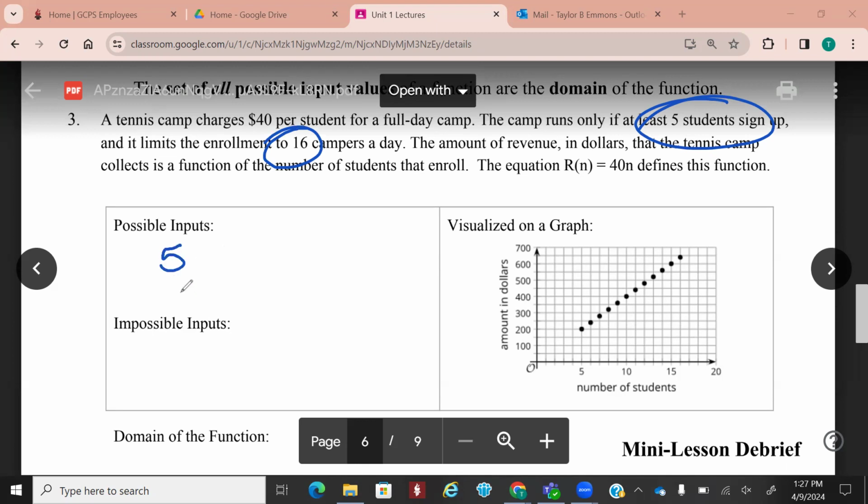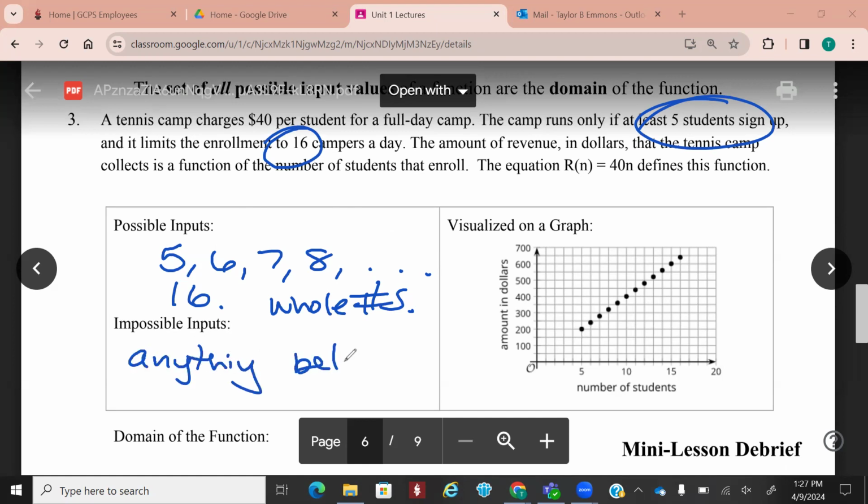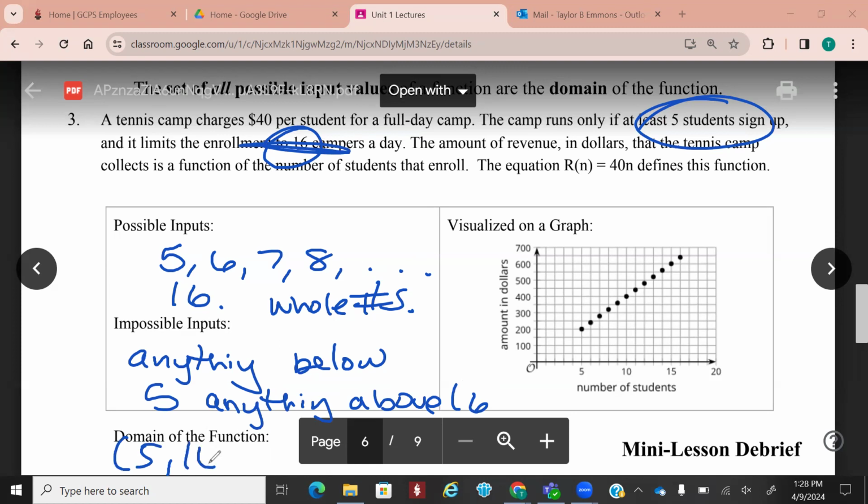So we at least are going to have 5. And we can't have half a kid, so they've got to be whole numbers. And we can go all the way up to 16. They can't be a partial kid. Impossible inputs is anything below 5, because we have to have at least 5 campers, and then anything above 16, because they said that you can only have up to 16 people. So the domain of this is going to be from 5 to 16, where they're all whole numbers.